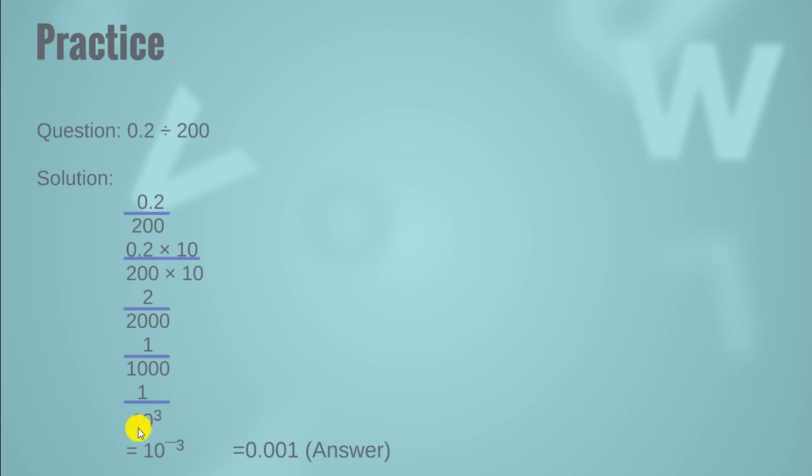Now you can see that we can also write it like this. 1000 can be written as 10 cubed. Now when this 10 cubed moves to the numerator, you can see the positive exponent becomes a negative exponent, and hence our answer is 0.001. Whenever the exponent is negative, the value will move from the right side towards the left side of 1.